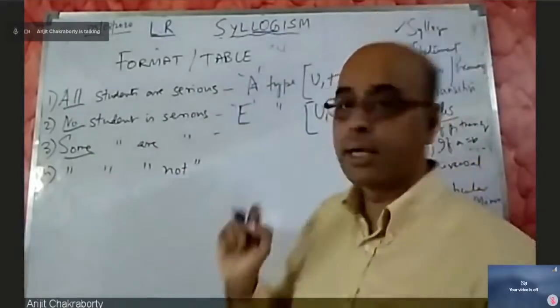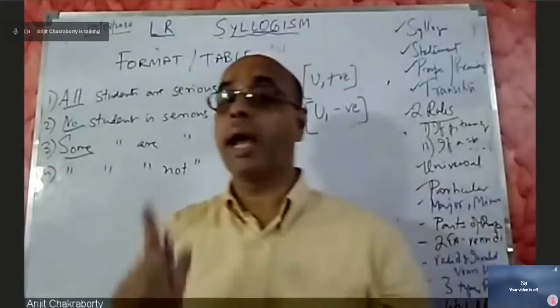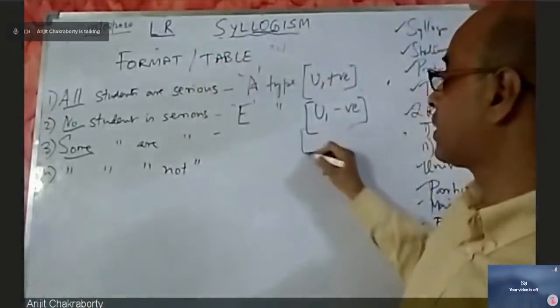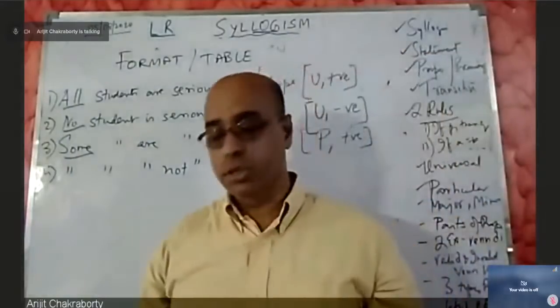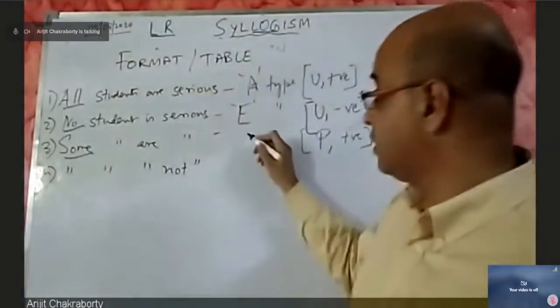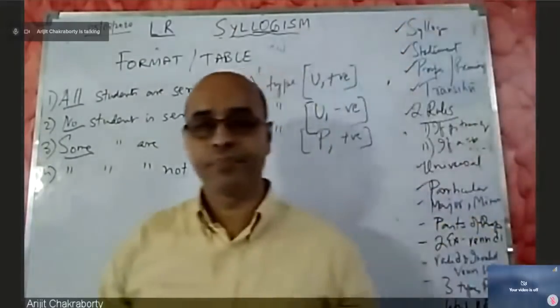So some students are serious. This is particular, not universal, particular and positive. So I'm writing in bracket P and positive. This type of proposition is known as I type. A, B, C, D, E, F, G, H, I type proposition.